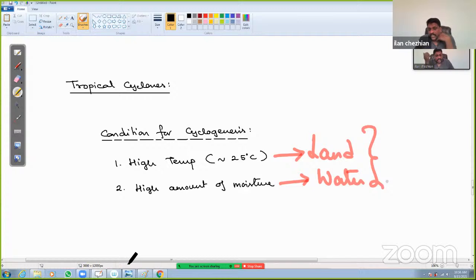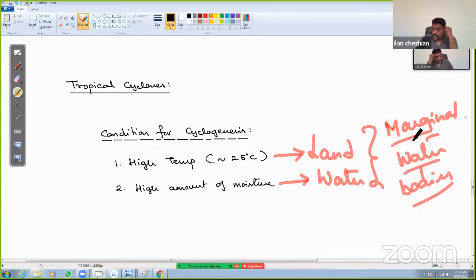That's the reason cyclones generally get formed in places where there is a combination of both. What combination? A land which behaves more like water, or a water which behaves more like land. Taking these two conditions together, it means a land and water combination. That's the reason cyclones are formed over marginal water bodies. What are these marginal water bodies? Sometimes you also call them continental water bodies.